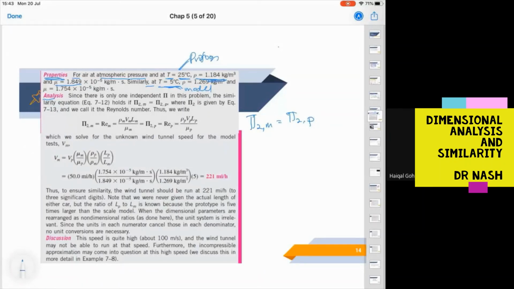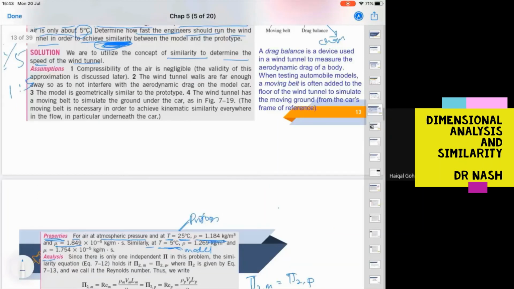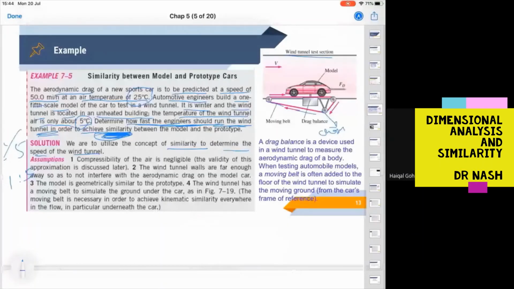So Reynolds number always rho, you put everything here because different values, right. Rho model and then V for the model and then L for the model. L is length over nu for the model equal to rho prototype V prototype L prototype over nu prototype. Okay, remember what the question asked us? The question asked us what is the velocity of the air in the wind tunnel that the engineer should run. It says determine how fast the engineer should run the wind tunnel in order to achieve similarity, between which V is this?